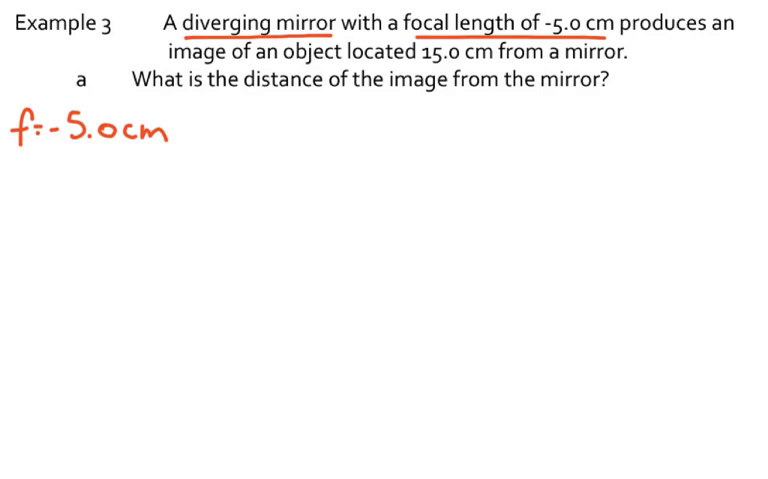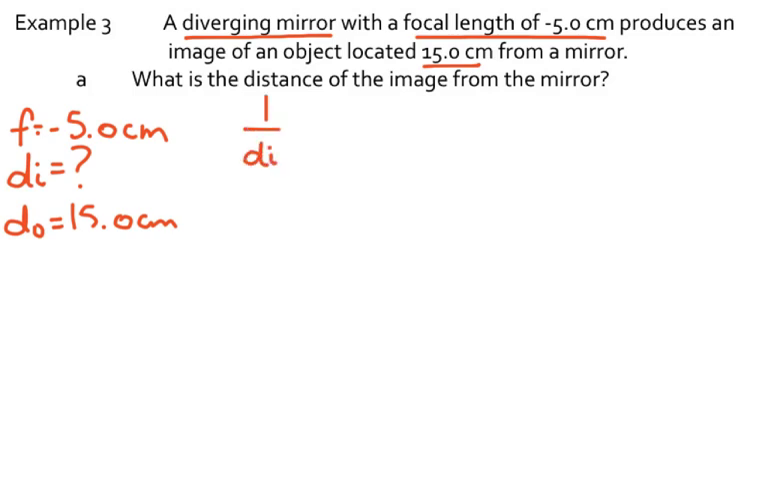Another way that we could look at this is if we actually look at the question before we look at the information. What is the distance of the image? That tells us straight away that DI is what we don't know, and that eliminates some of the confusion with this 15 centimeters. That tells us straight out that DO is 15 centimeters. We can go straight to the equation.